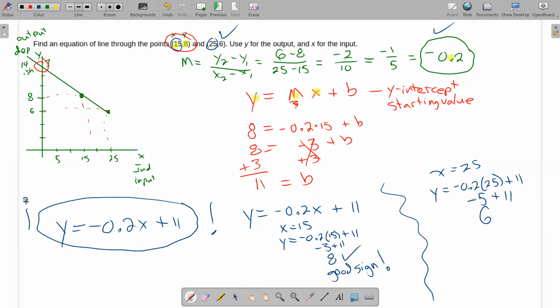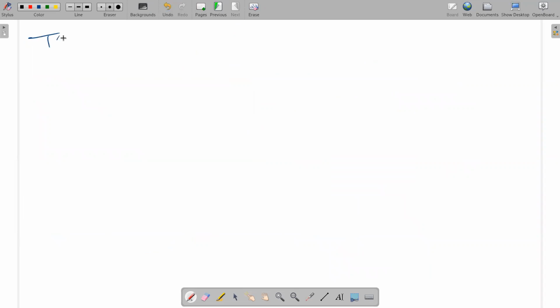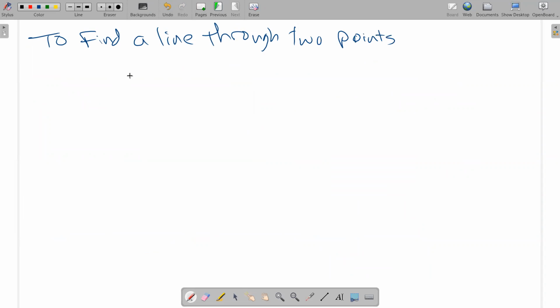All right, so what just happened here? Summary. To find a line through 2 points, we find the slope first. That's step one: y2 minus y1 over x2 minus x1. That gets us partway to the answer.